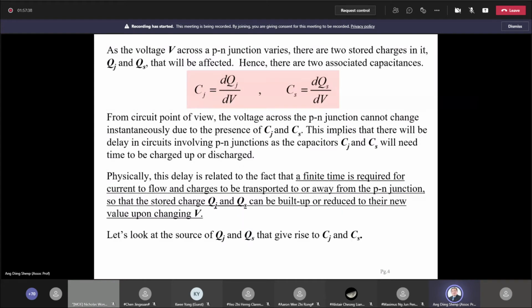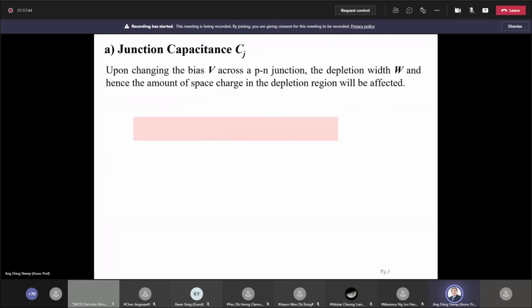So now let's look at each of the two capacitances closely. Let's begin with the junction capacitance. By now you know that if we change the bias voltage across the PN junction, the width of the space charge region, or the depletion width, will change. I hope you remember why that is the case. For example, in the forward bias case, the applied electric field opposes the built-in field, and the net field is smaller than the built-in field. Because of the reduction in the electric field, we need a smaller amount of space charge to support this smaller electric field, and therefore the width of the space charge region is reduced under forward bias.